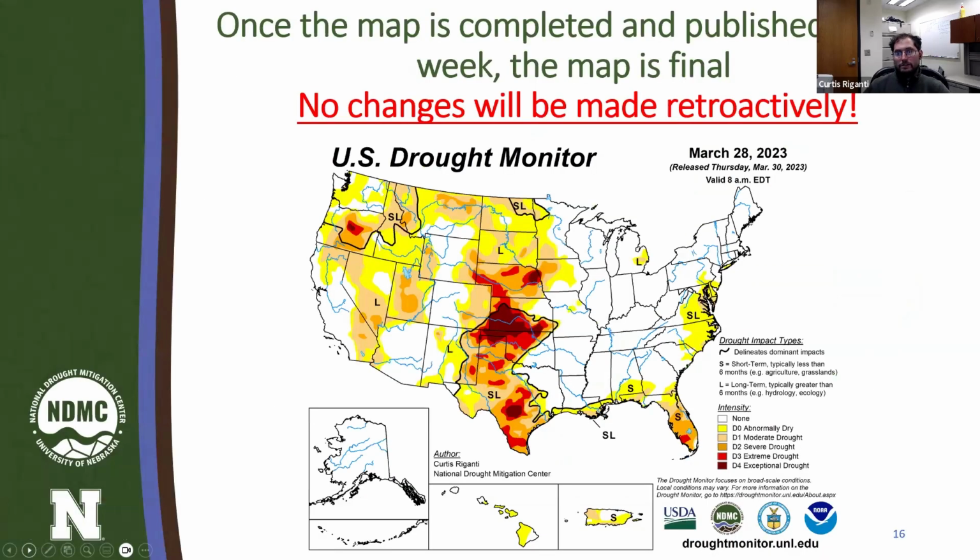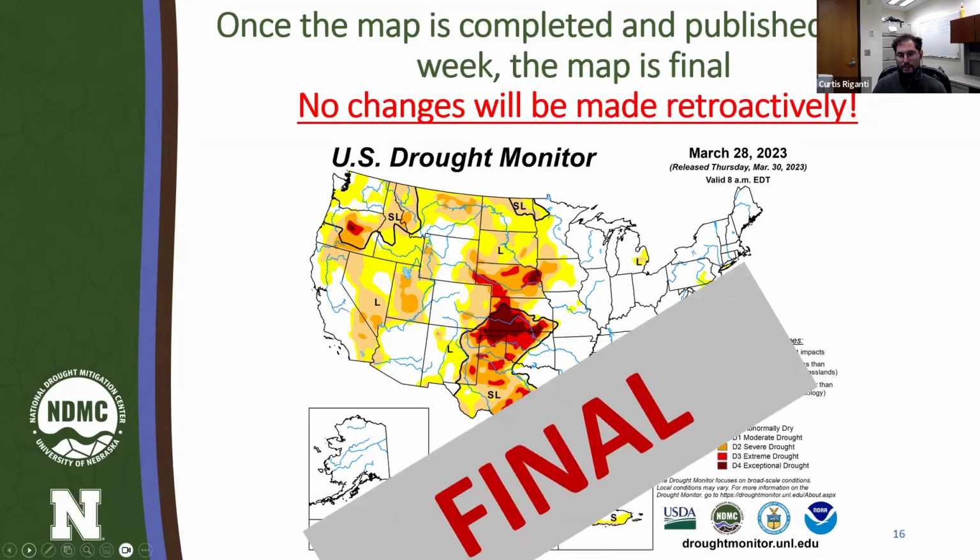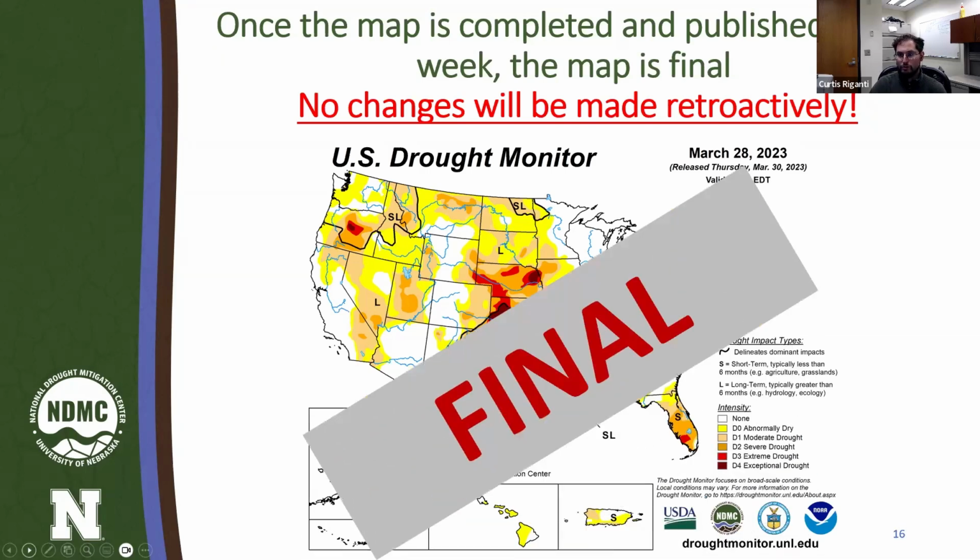Once the map is completed and published for the week, it is final. We cannot make any changes retroactively. That's always been the policy for how the map is made and will continue to be. Once the map is released on Thursday morning, it is finalized.